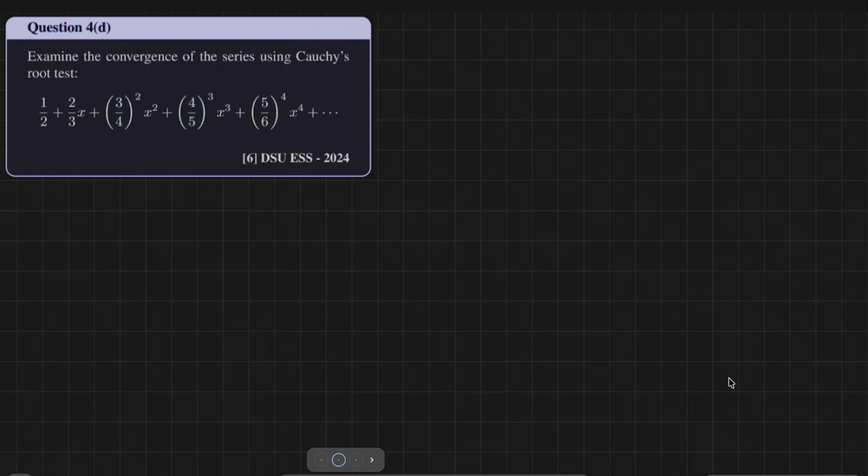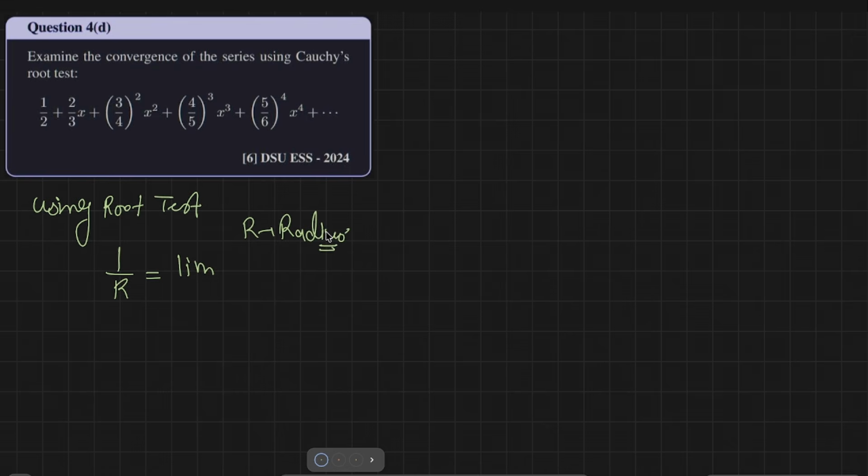Now 2024, question 4D: you have to use Cauchy's root test to examine the convergence. Here you have to find the radius of convergence, then the region of convergence, again by using the root test. You can start with the radius of convergence. All of you know that 1 by r is equal to the limit, where r is the radius of convergence. I'll discuss both cases. The limit as n tends to infinity of mod of a_n to the power 1 by n, but you should have a_n.